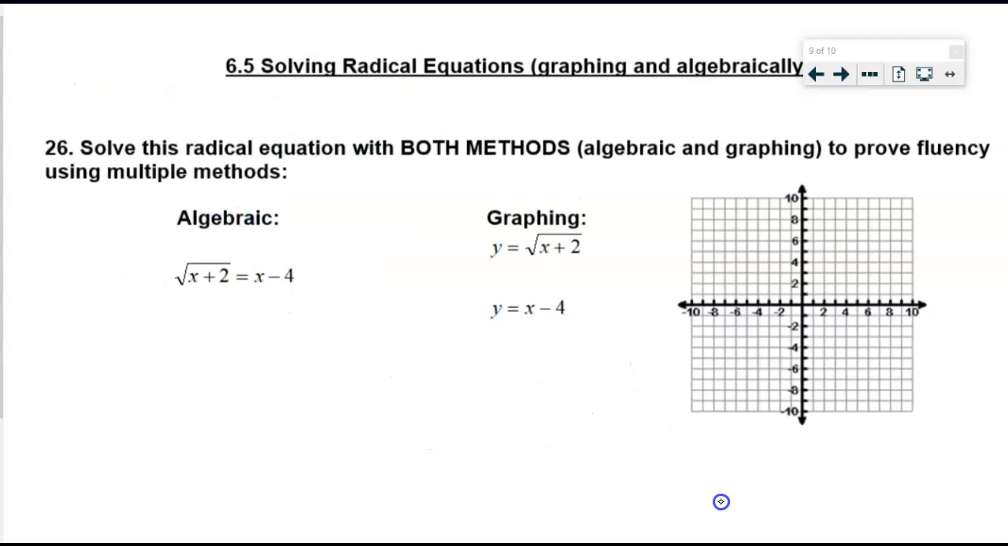All right, last one here. These are awesome problems because you should be able to walk away and know that you got it right. I want you to solve this both algebraically and through graphing. So we're going to start with the algebraic one. We're going to square both sides.